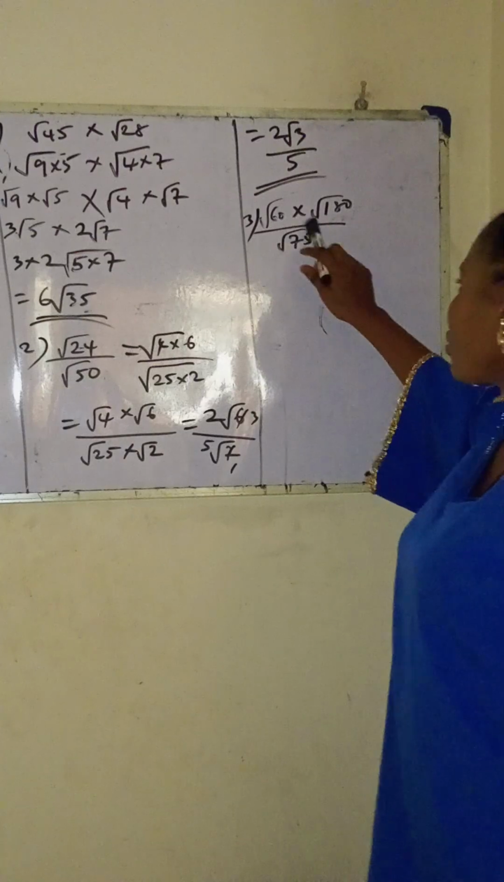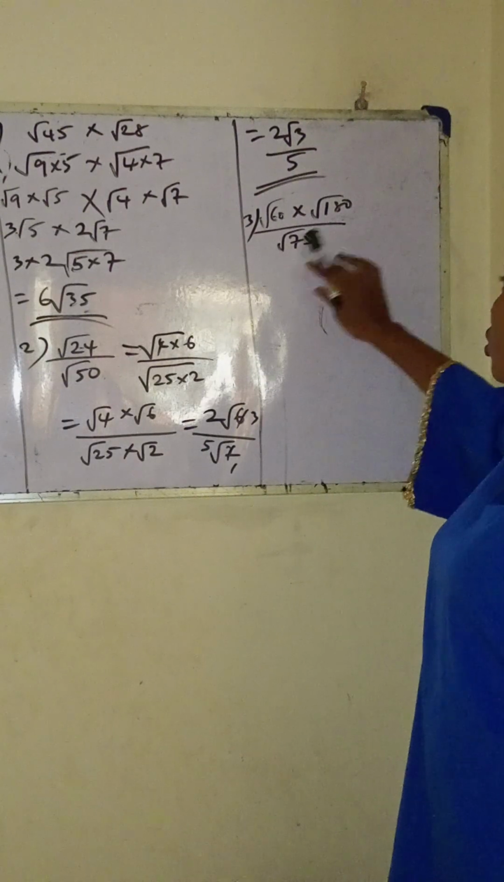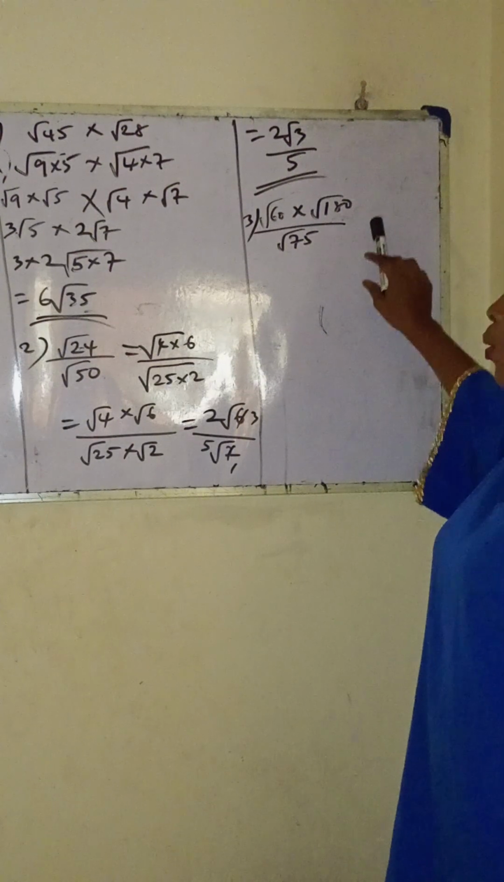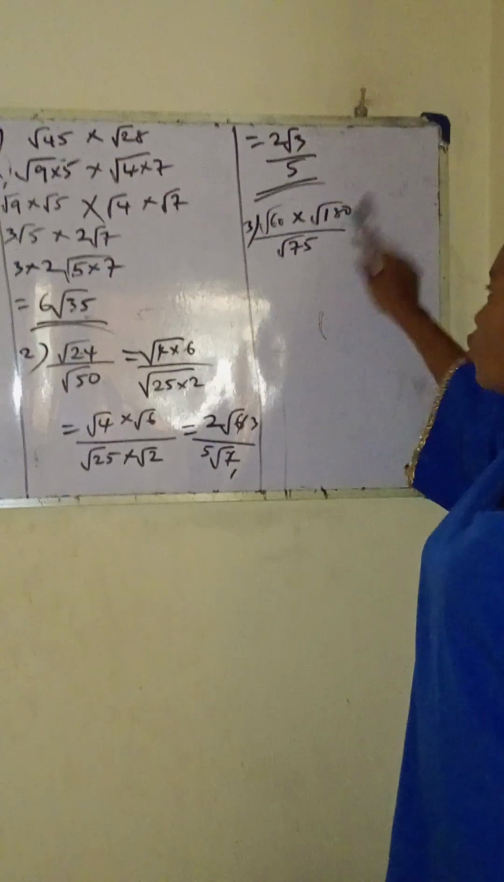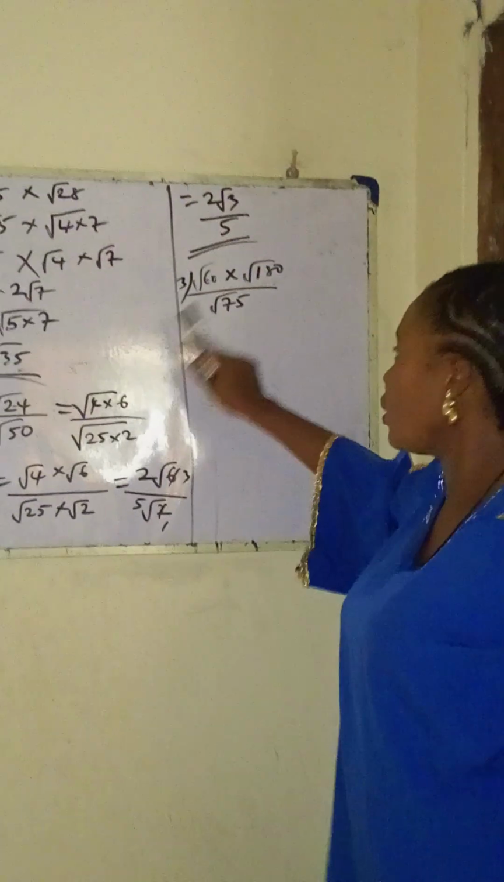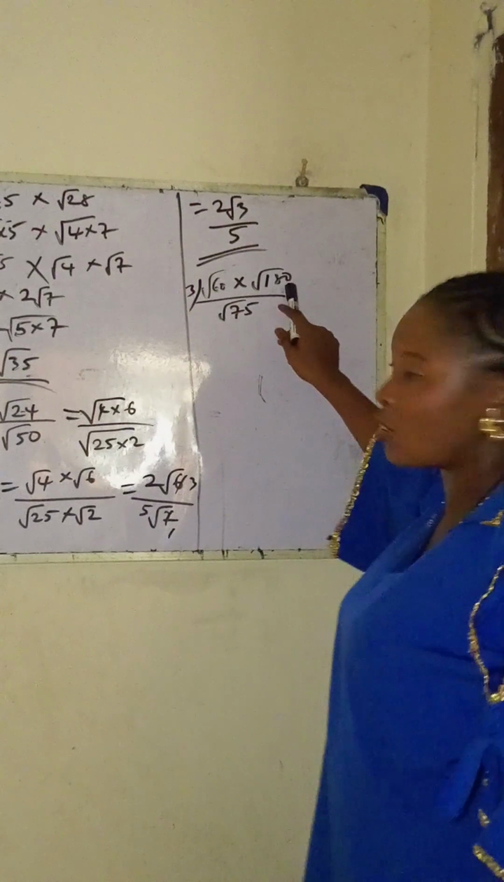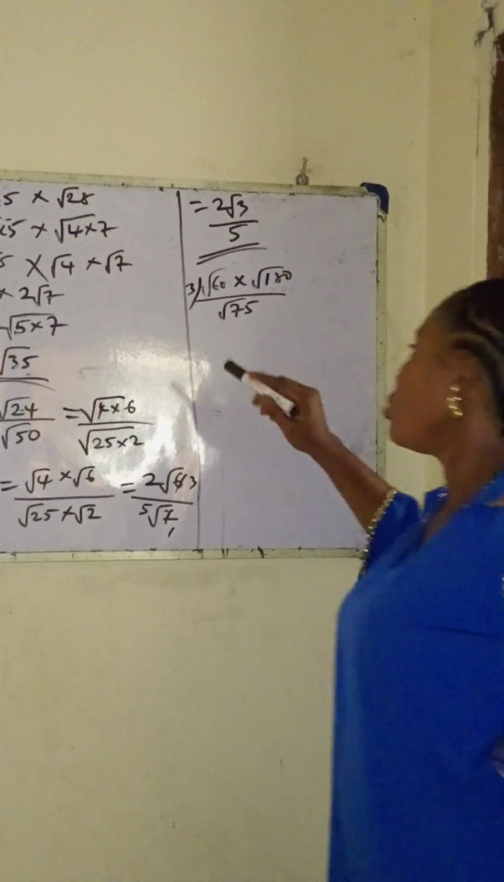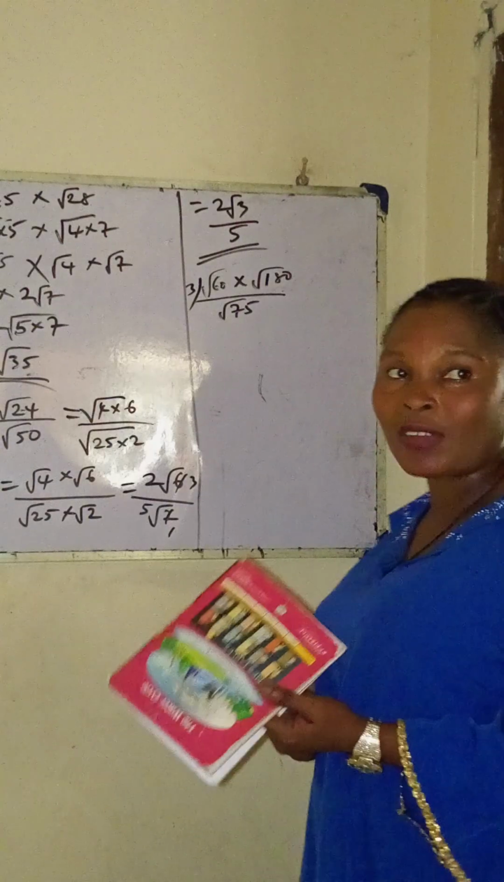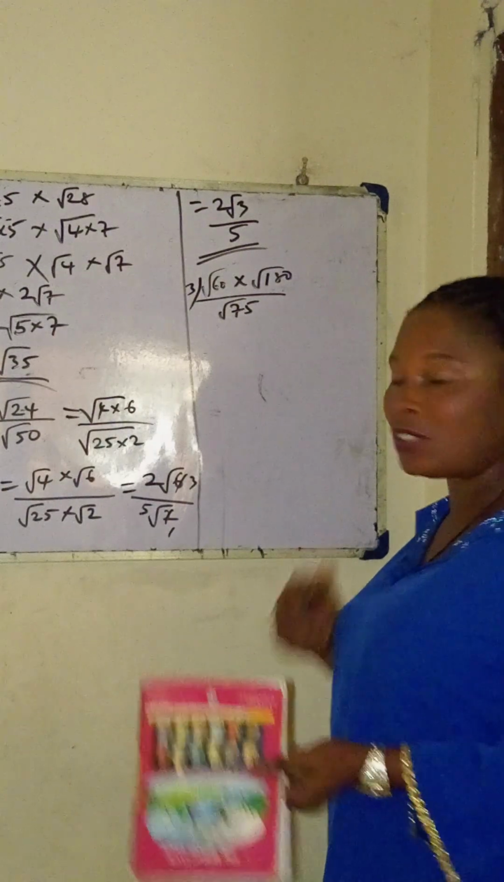We have √60 times √180 all over what? √75. When you have a question like this, the first thing we are going to do is multiply the two numbers, because we are dealing with multiplication. We are not going to look for the root of this and the root of that. No, we are going to multiply the two, and divide the numerator with the denominator, all under their different roots.